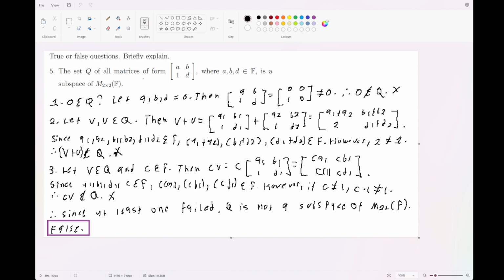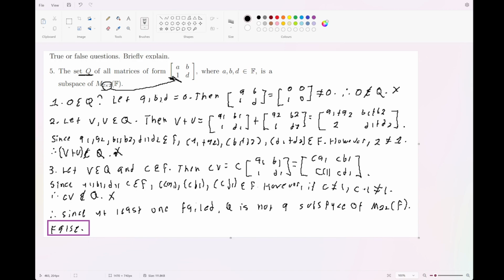So this is a set Q of all matrices of this form, where each entry is an element of the field, and we ask whether it is a subspace of M22(F). First we can just check the form. Is the form right? Well, we have 2 rows, 2 columns, so the form is correct. Then, do we have 0 as an element of Q? Because we want our set Q.